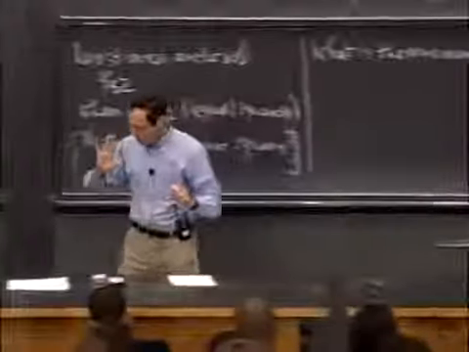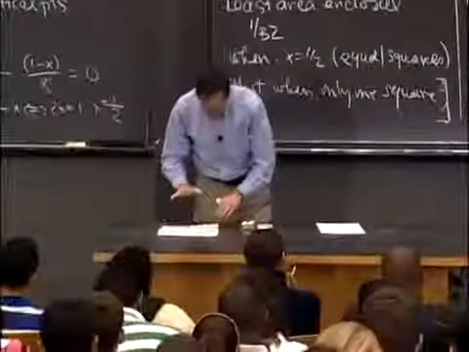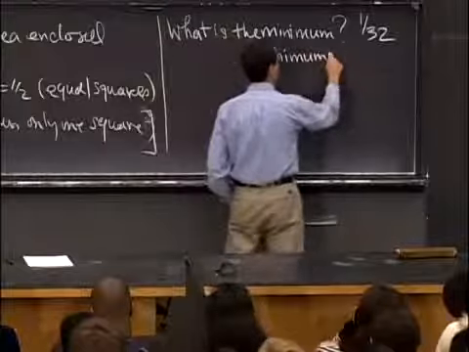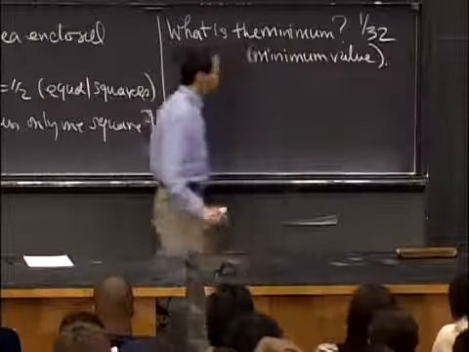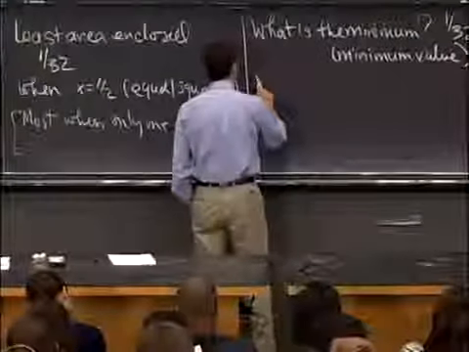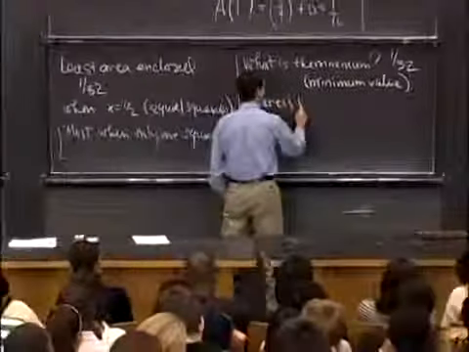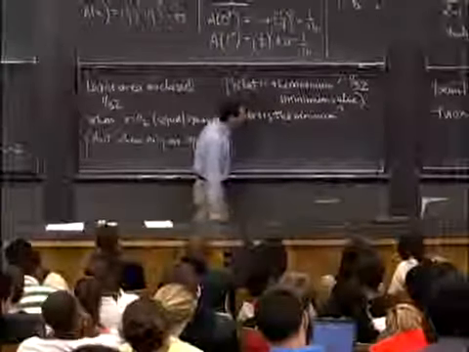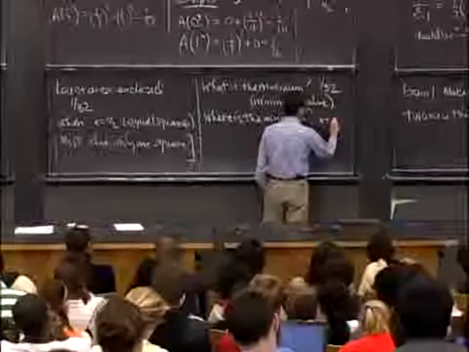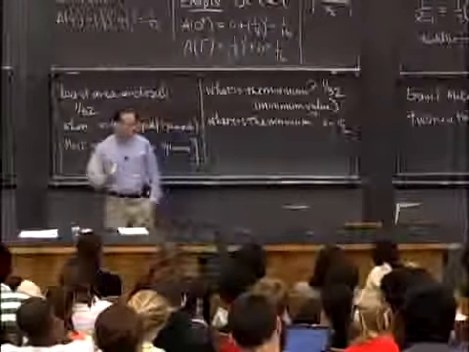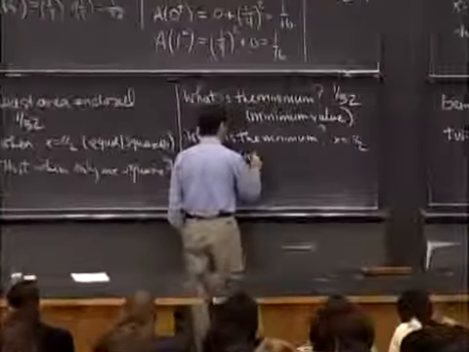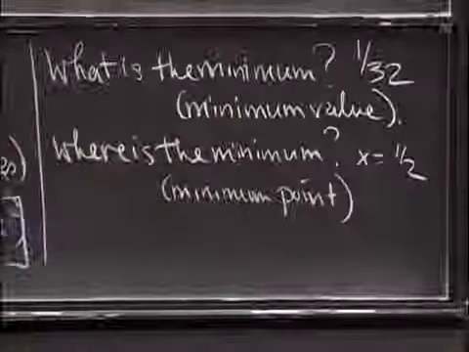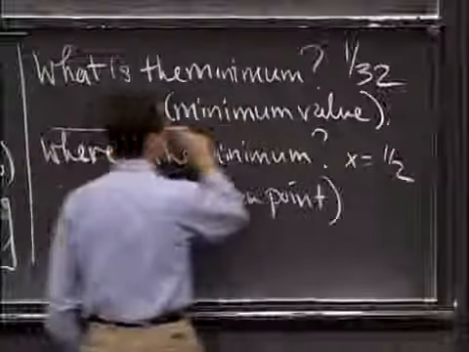Okay? Now, that refers to the minimum value. But then there's this other question, which is where is the minimum? And the answer to that is x equals 1/2. Okay? So one of them is the minimum point, and the other one is the minimum value. All right? So they're two separate things.